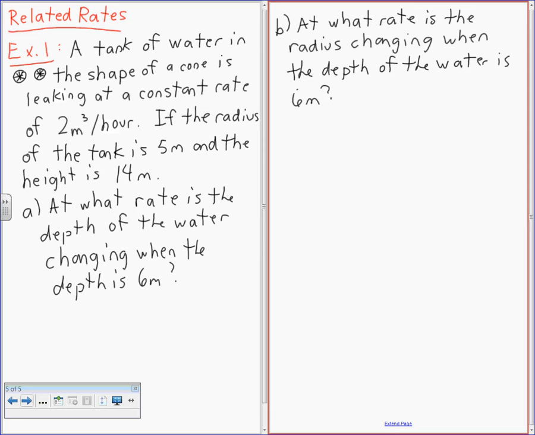What's the equation for volume? Good question. 1/3 pi r squared h. I'd give you that if you need to. All right, so here we go. I'm going to start with Tyler here. It's V equals 1/3 pi r squared h.